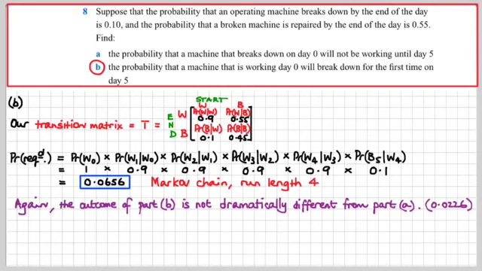And again, the outcome of part B is not dramatically different from part A, which was 0.0226. So, run lengths of opposing events in Markov chains are not necessarily all that different from each other, as distinct from Bernoulli run lengths of high probability and low probability events, which usually are dramatically different for a given run length.